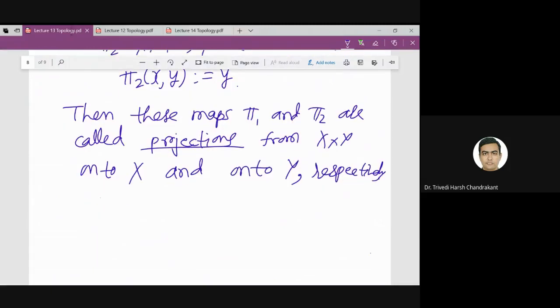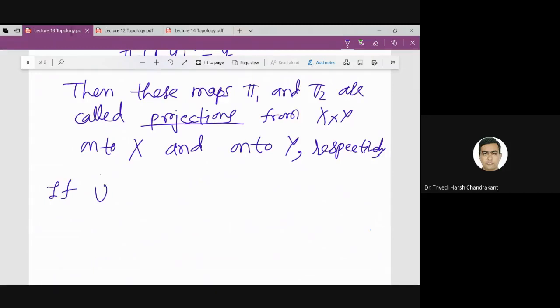So if I take any open set U in X, then what is phi1 inverse of U? With (x, y) in this order, it will be a strip actually. We will know the mapping of x, but the mapping of y we will not know.